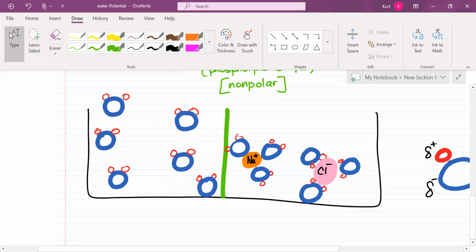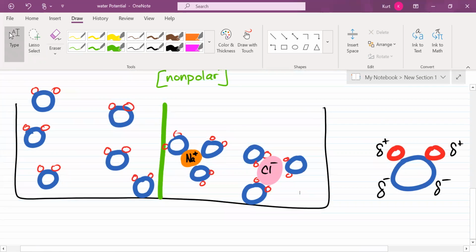So here's the big question, guys. Which side of the membrane has more free water molecules now? The left side or the right side? The way we view this is those water molecules that are now bonded to the sodium and chloride ions individually are no longer free. They're all caught up in electrostatic attraction. So what we need is water molecules from the left side to diffuse over to the right side in order to make things equal.